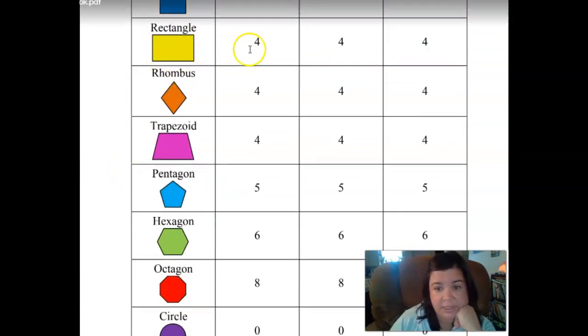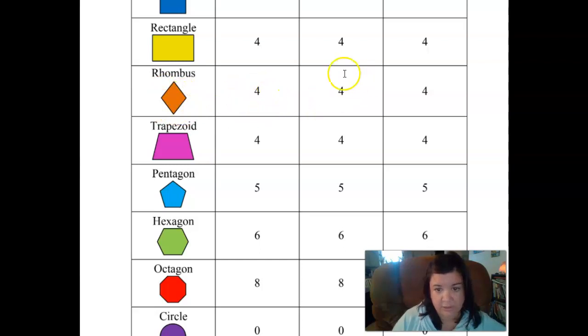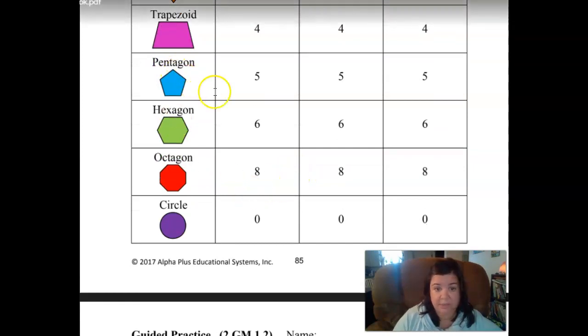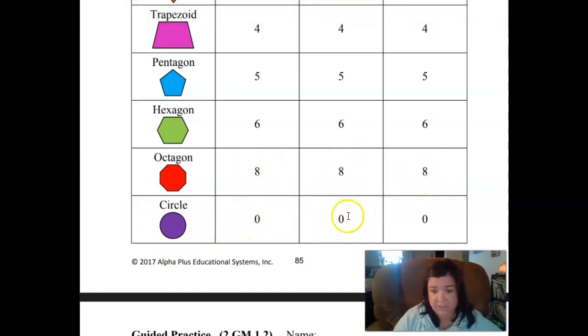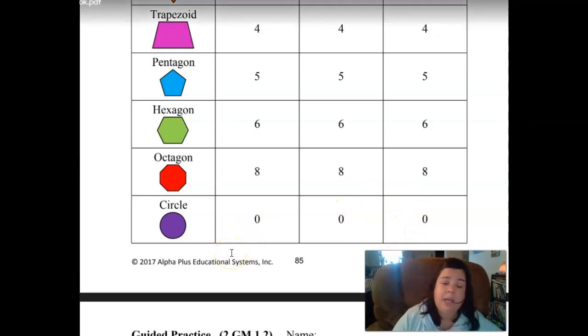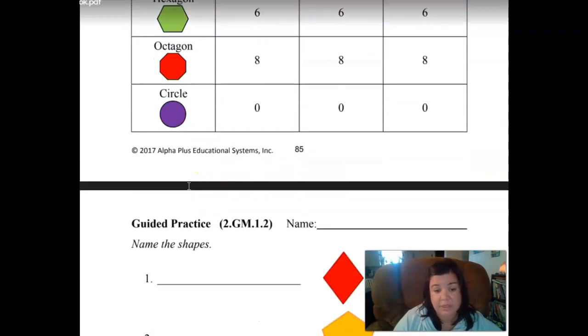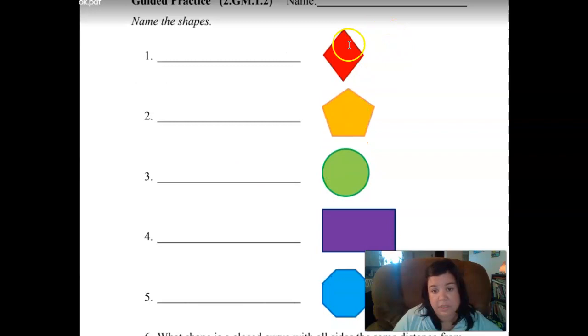So the rectangle, 4 sides, 4 angles, 4 vertices. The rhombus, 1, 2, 3, 4 sides, 4 angles, 4 vertices. Trapezoid, 4 sides, 4 angles, 4 vertices. Is our pattern holding true? Yeah, the pentagon has 5, 5, and 5. The hexagon, 6 sides, 6 angles, 6 vertices. Octagon, 8 sides, 8 angles, 8 vertices. And then the circle, 0 sides, 0 angles, 0 vertices. Okay, so you might need to go back and reference this chart until you've memorized it. So if you can remember how many sides it has, you can remember how many angles and vertices it has with these shapes. So look at these shapes here.